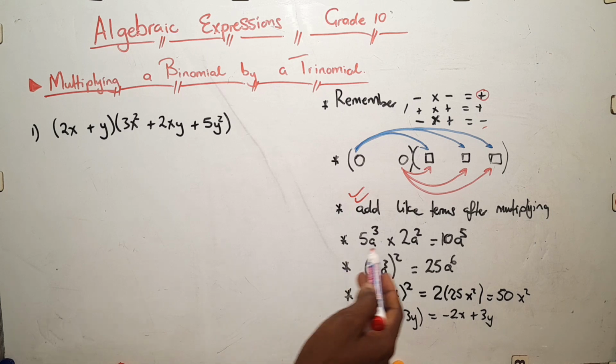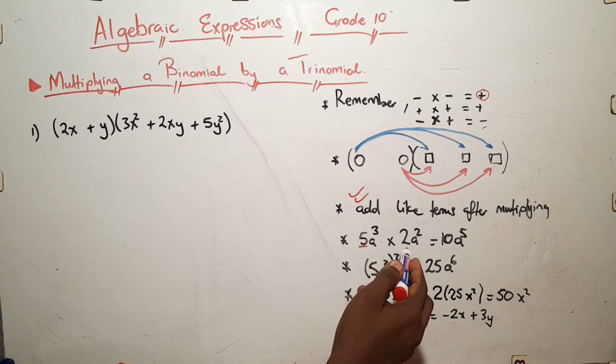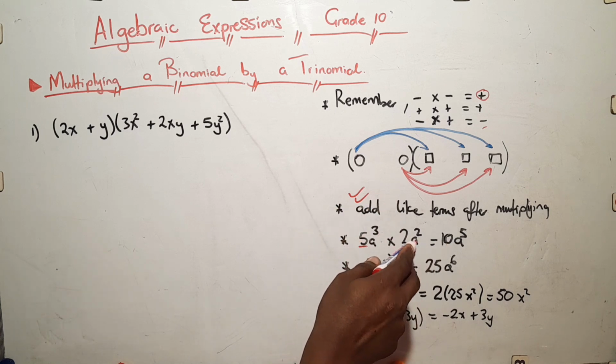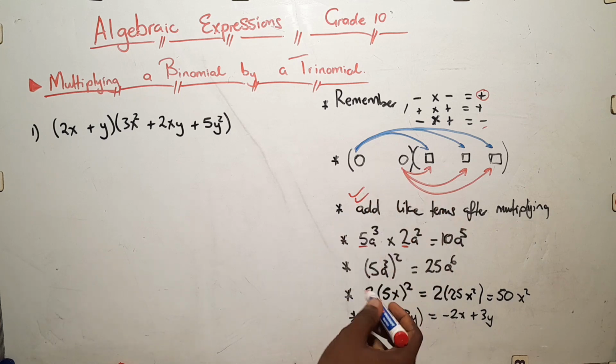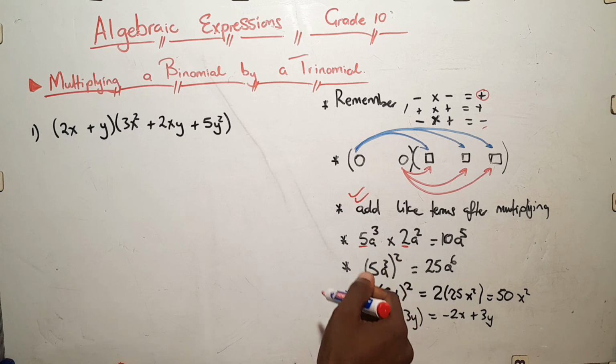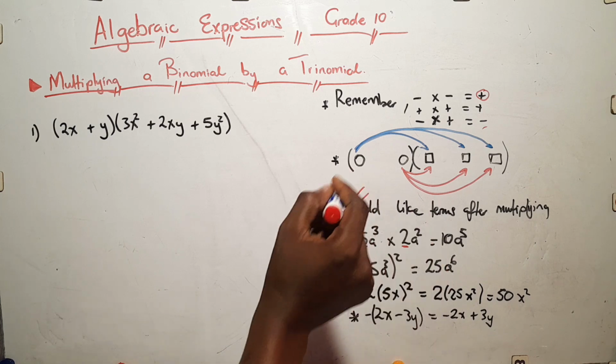Also remember that if you are multiplying two terms like that, first you multiply the coefficients. So 5 multiplied by 2, you get 10. And a cubed multiplied by a squared: since the bases are the same, we just add the exponents, so this will be a to the power 5. Don't forget that. And if you have a term inside a bracket and you are squaring it, every term inside the bracket must be squared. So 5 squared gives us 25, and a to the power 3, squared, gives a to the power 6.